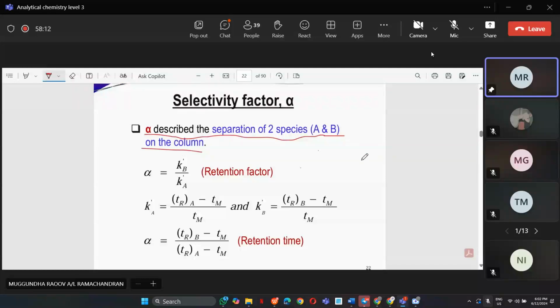So now, class, let's move to the selectivity factor. Why do we have to study the selectivity factor? Basically, the selectivity factor describes the separation of two species, for example A and B, on a column. If we have two compounds A and B, we have to calculate the selectivity factor to see whether the separation is good or not.